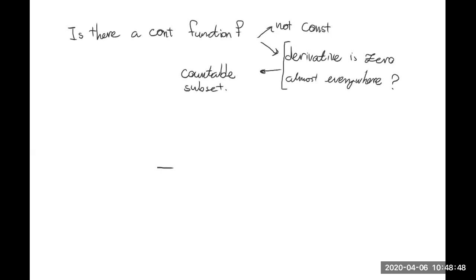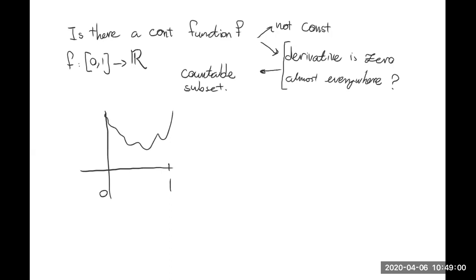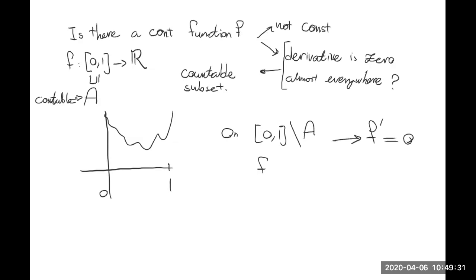So I'm asking, is there a function f from R to R, or from an interval, say 0 to 1, to R, which is not constant, but outside a subset A inside this interval, which is very small, say countable, so on the complement of A, f is differentiable and the derivative of f is 0. But f is not constant.